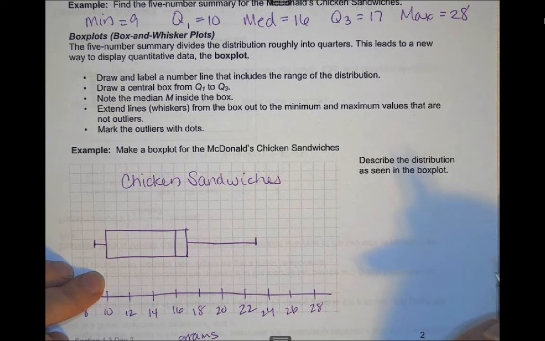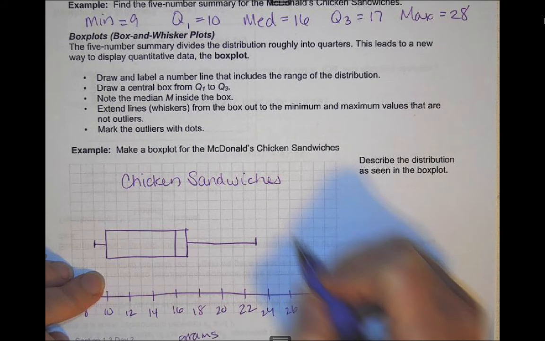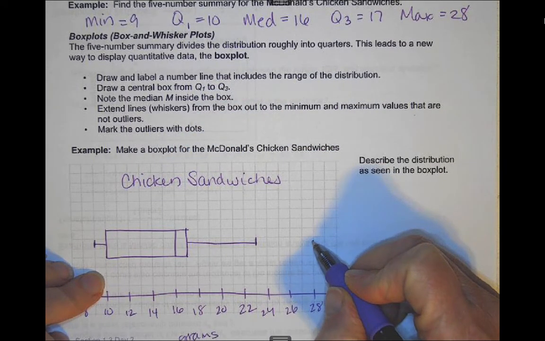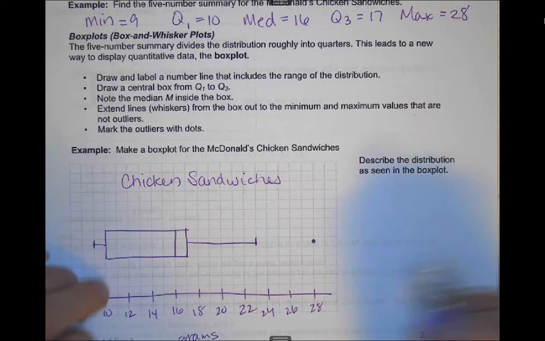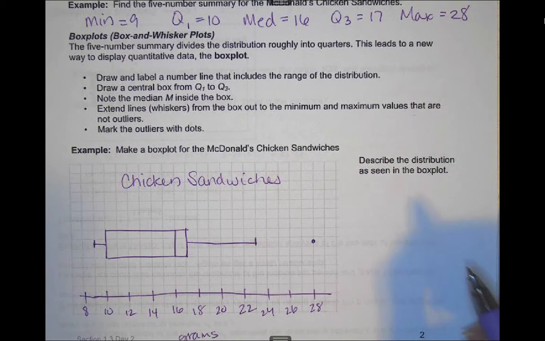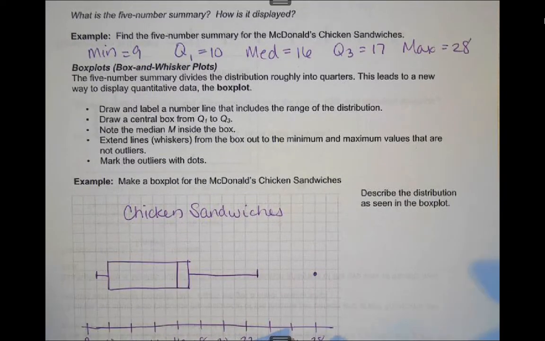Now, what do I do with that 28? Well, I want to mark it as an outlier, so I'm just going to come over here, and there's my 28. If you want to use an asterisk or a little star, that's fine too, but there's my outlier there, 28.